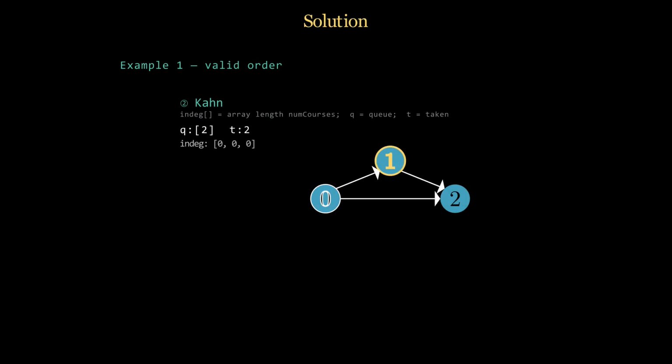Dequeue course 1. We relax course 2, its in-degree drops from 1 to 0. The array is all zeros. Course 2 enters the queue. Taken is 2. Dequeue course 2. The queue is empty. Taken is 3, which equals numCourses, so every course was scheduled and we return true.